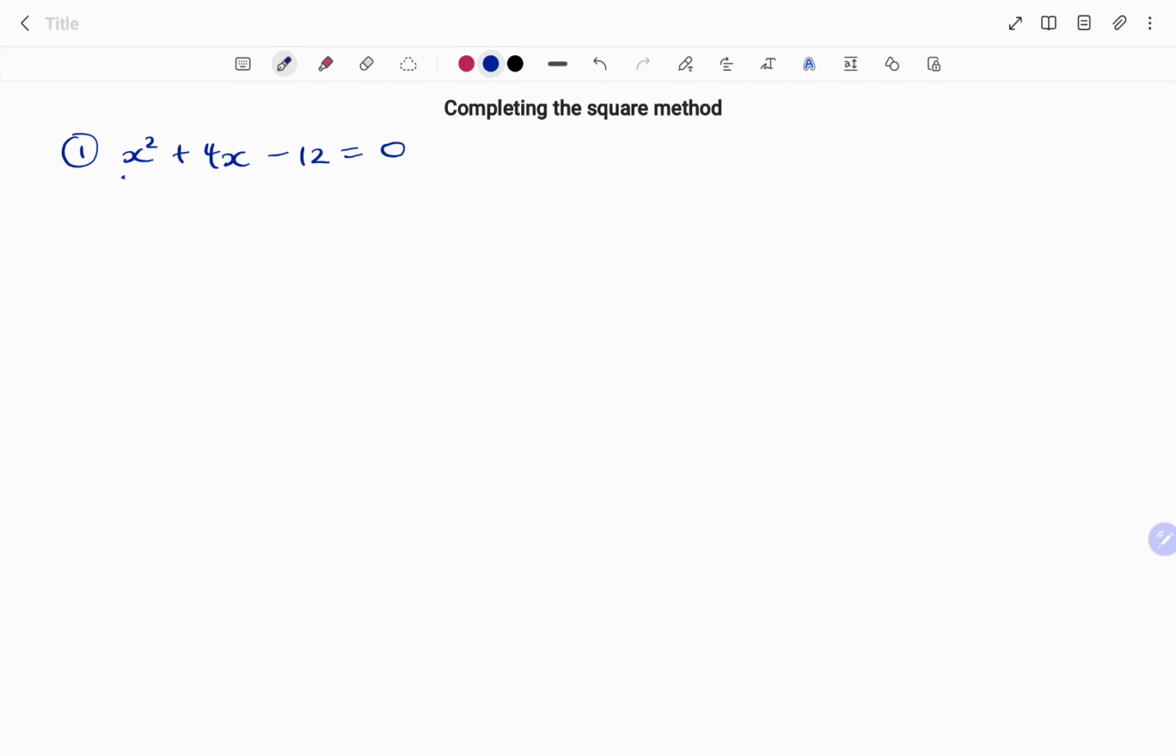That is, I'm going to move my constant to the other side. So I have x squared plus 4x. My constant here is minus 12. And if it goes to the other side, it's going to be 12.